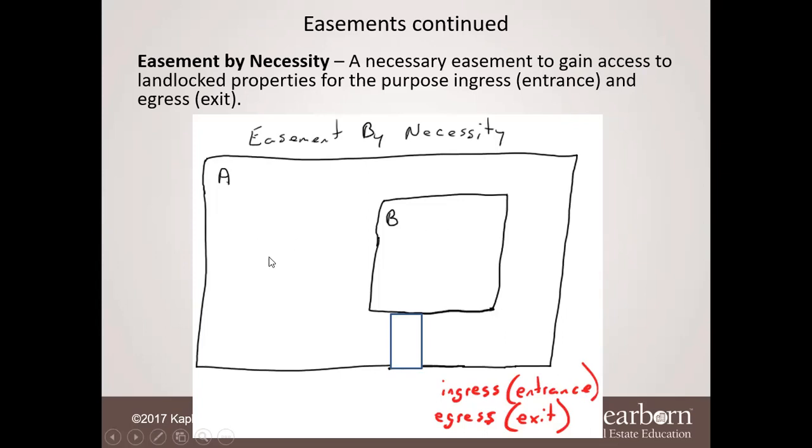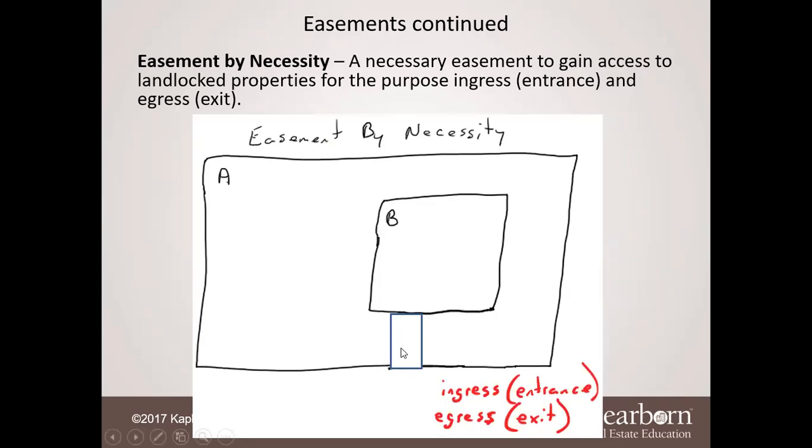Well, they're completely landlocked. Their property is completely surrounded by other property owners. The only way to get into their property is they have to cross over lot owner A's property. So lot owner A now has this makeshift road that lot owner B crosses over to get to their property.